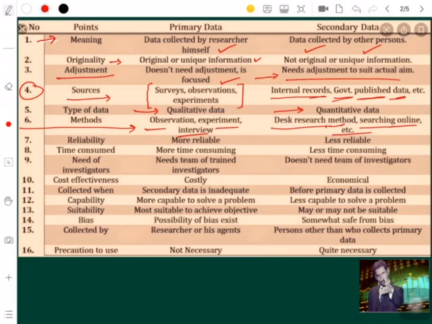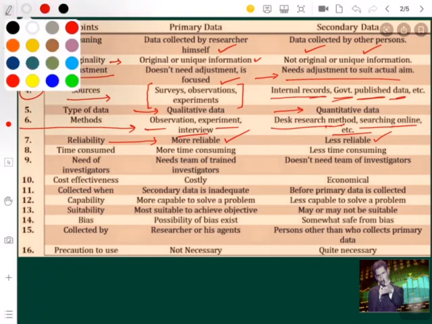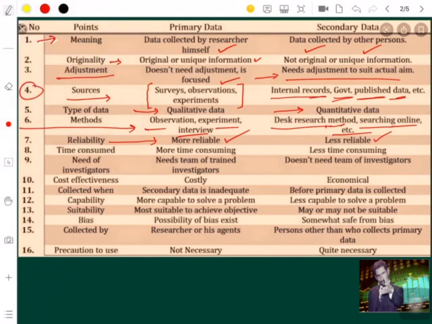On the basis of reliability, primary data is more reliable while secondary data is less reliable. And on the basis of time consumed, it is obvious you are doing everything yourself, so primary data will be more time consuming while secondary data will be less time consuming because the time has been given to its collection by somebody else.